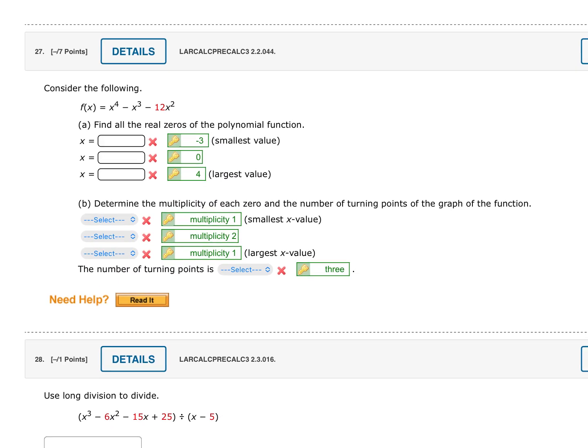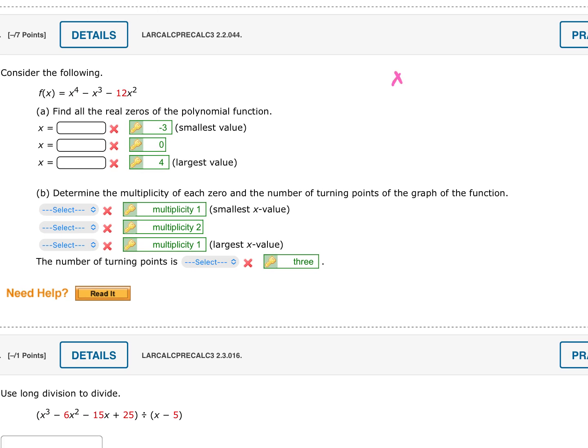27 is a good one to solve. So x to the 4th power minus x cubed minus 12x squared. How would we solve this? How would we find the zeros? Awesome, we can take out an x squared. We're left with x squared minus x minus 12. Here we can just factor.